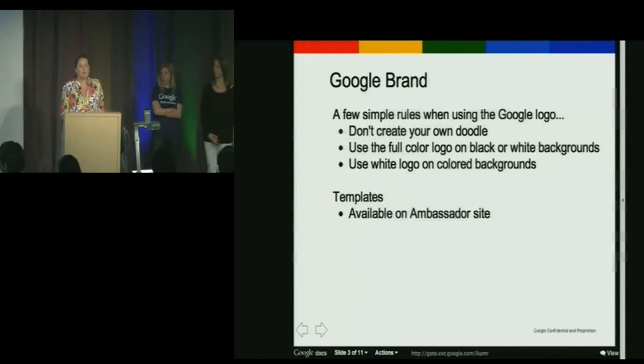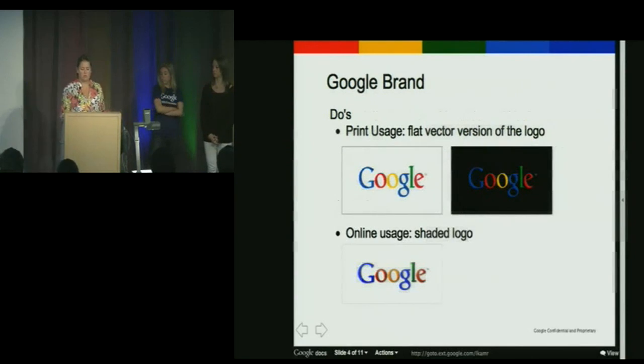Those are the main things. For the templates themselves, you can find those on your ambassador site, so you can download them there. When you are printing the logo on a piece of paper or anything that is offline, you can use the flat logo. Here you can see 2 different versions on a white background and black background. If you're using it online for a Google site or your RSVP page, there's a shaded logo. When you see it online, it has a very subtle shadow, and that's the difference between the 2.